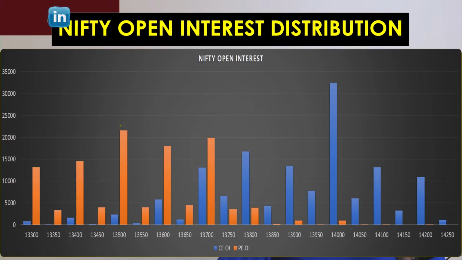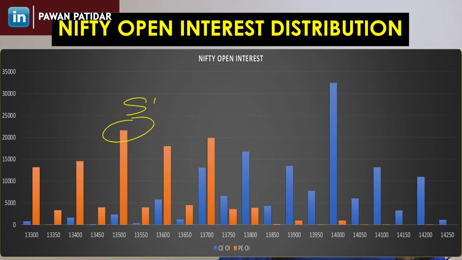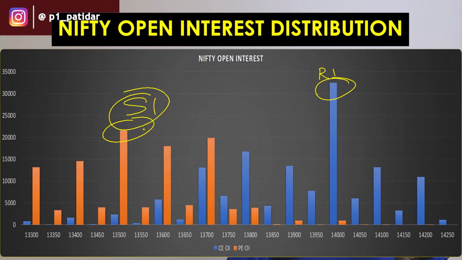Here if you will see, support is at 13,500 and it is support 1. And where is resistance? Well, resistance is at 14,000 and it is R1. So this resistance is huge, means people are expecting that till this expiry Nifty will not move above 14,000. But still if you see the support, people are narrowing down their range.